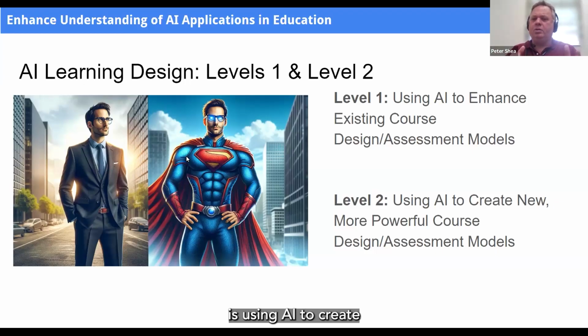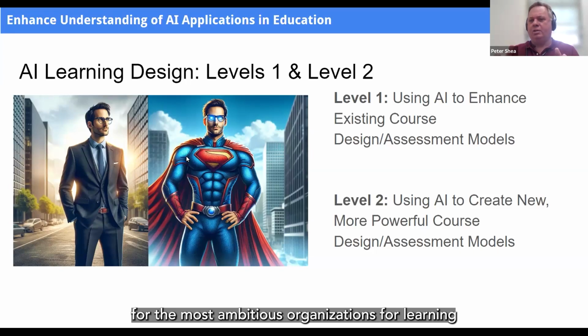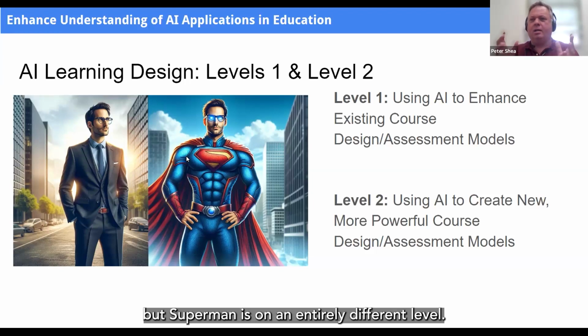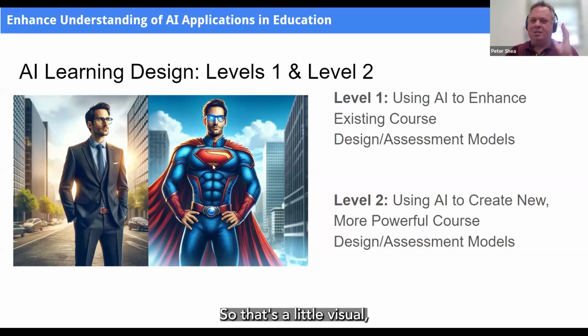Level 2 is using AI to create entirely new forms of course design and assessment models. And it's our contention that while many people will start with level 1, it's really important for the most ambitious organizations for learning to really find their way to level 2 as soon as possible, because the potential here is enormous. And the visual comparison I'm using is between Clark Kent and Superman. Clark Kent obviously is an upstanding citizen, but Superman is on an entirely different level. So that's a little visual I want to keep in mind there.